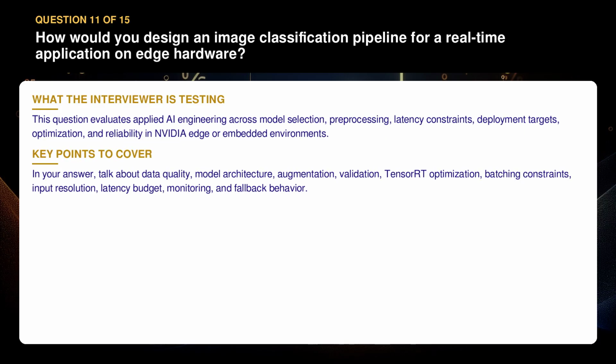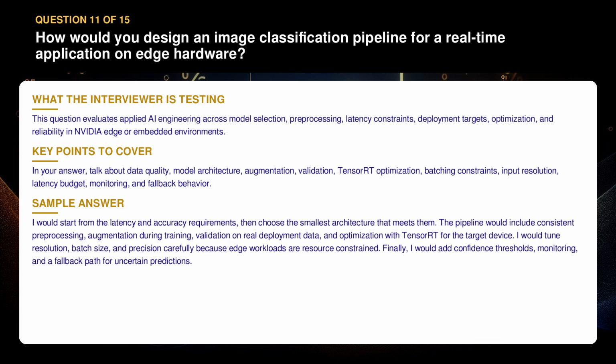In your answer, talk about data quality, model architecture, augmentation, validation, TensorRT optimization, batching constraints, input resolution, latency budget, monitoring, and fallback behavior. I would start from the latency and accuracy requirements, then choose the smallest architecture that meets them. The pipeline would include consistent preprocessing, augmentation during training, validation on real deployment data, and optimization with TensorRT for the target device. I would tune resolution, batch size, and precision carefully because edge workloads are resource-constrained. Finally, I would add confidence thresholds, monitoring, and a fallback path for uncertain predictions.